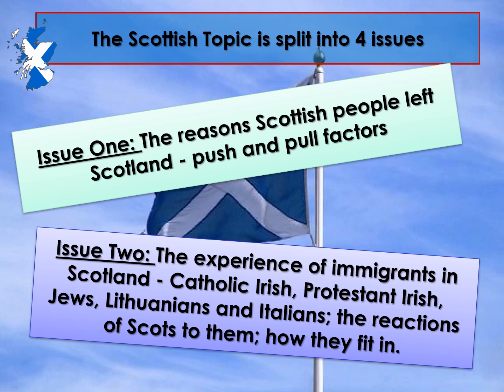Issue 2, we're looking at the different immigrant groups who actually came into Scotland, and in particular the 5 key groups that we're looking at are the Catholic and the Protestant Irish, because they had very different experiences due to their religious differences. We're looking at the Jewish people and the Lithuanians, and we're also looking at the Italians, and looking at the reactions the Scottish people had to these people coming in. We're thinking about what sort of jobs they did, and how well they fitted into Scottish society.